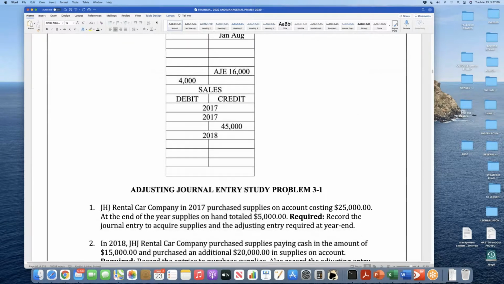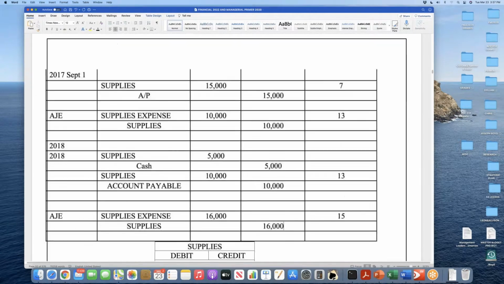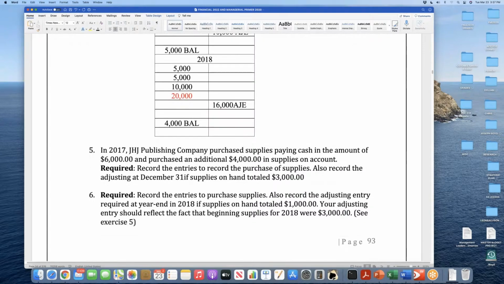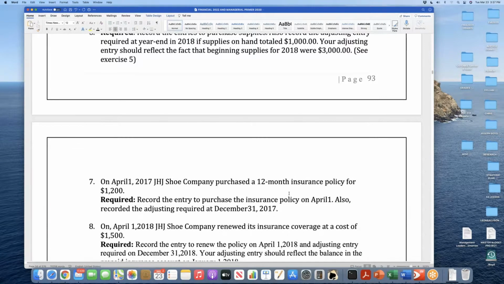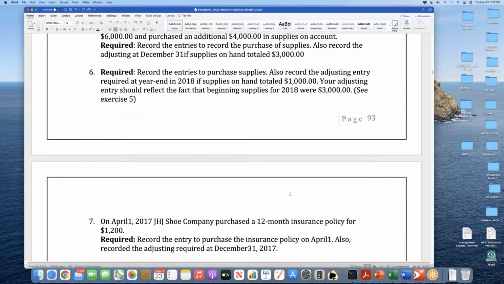Let's see if we can get here. Prepaid insurance. Supplies one. So let's just look at this first one. On April 1st, the shoe company purchased a 12-month insurance policy for $1,200. What adjusting entry would you make on December 31st?